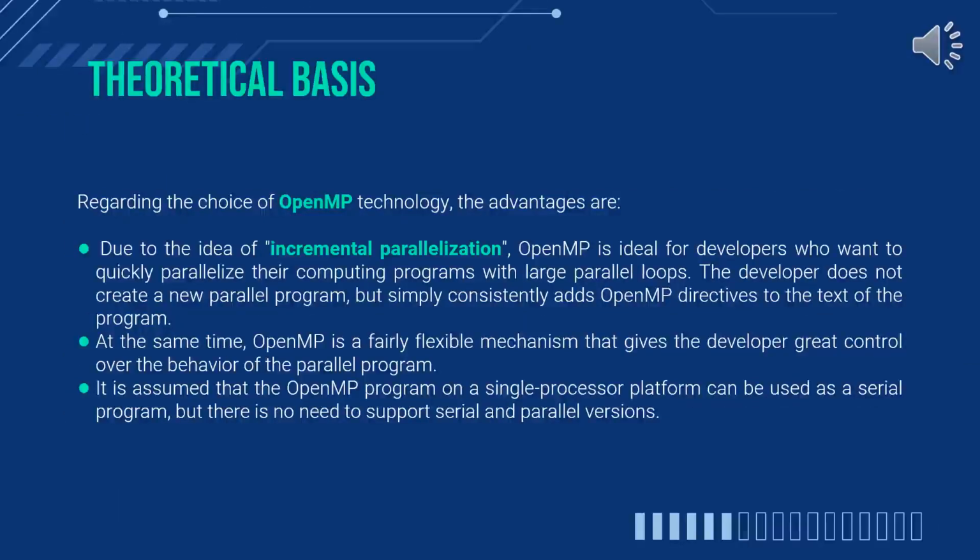Regarding the choice of OpenMP technology, the advantages are: due to the idea of incremental parallelization, OpenMP is ideal for developers who want to quickly parallelize their computing programs with large parallel loops. The developer does not create a new parallel program, but simply consistently adds OpenMP directives to the text of the program. At the same time, OpenMP is a fairly flexible mechanism that gives the developer great control over the behavior of the parallel program. It is assumed that the OpenMP program on a single processor platform can be used as a serial program, but there is no need to support serial and parallel versions.